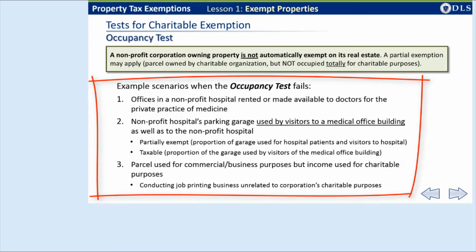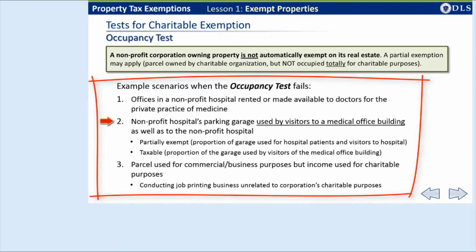Here are some examples of nonprofit organizations that have been found to be ineligible for a full or partial charitable exemption for that reason. A nonprofit hospital is not exempt on portions of the hospital rented or made available to doctors for their private practices of medicine. Although a charitable organization owns the space, the doctors occupy and use it for their private practice.